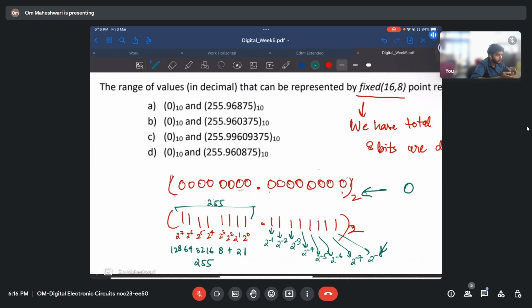So we will at least know the number of digits after the decimal. 2 to the power minus 8 is 0.00390625. How many digits are there? 1, 2, 3, 4, 5, 6, 7, 8. So only in this one we have 8 digits after the decimal. Right, so the answer is this actually.